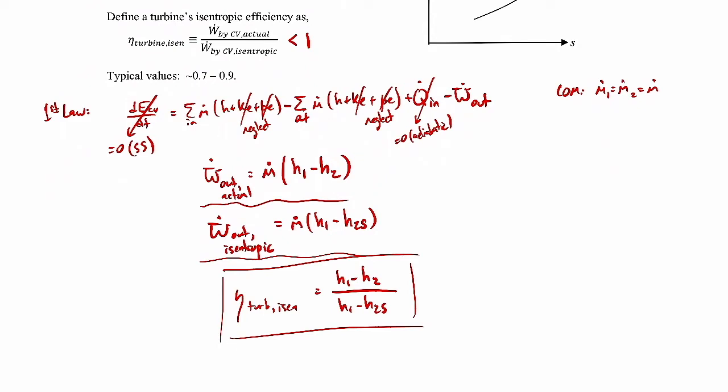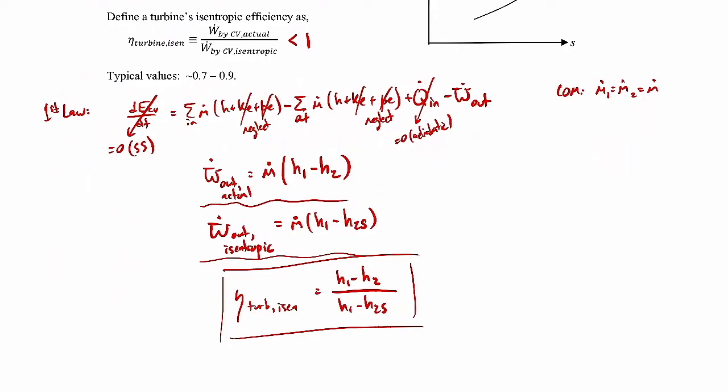You don't have to memorize h1 minus h2 over h1 minus h2s. If you just remember that it's the actual power divided by the isentropic power, and I don't think that's too hard to remember, and then just knowing from the first law, you can write out what the powers are in terms of enthalpies, then you can always get back the turbine efficiency. It's a couple of extra steps, but you don't have to memorize quite as much.